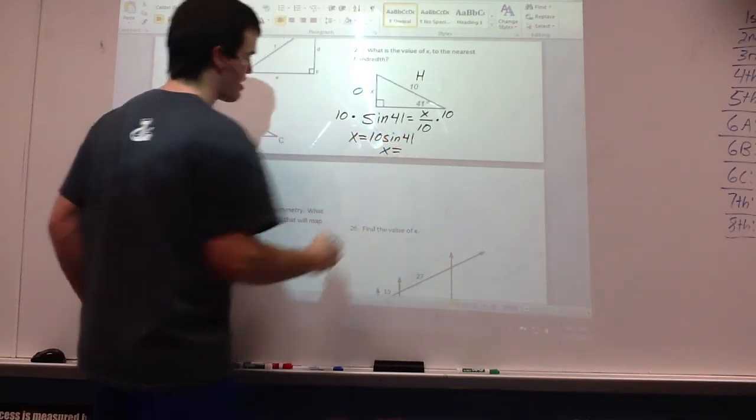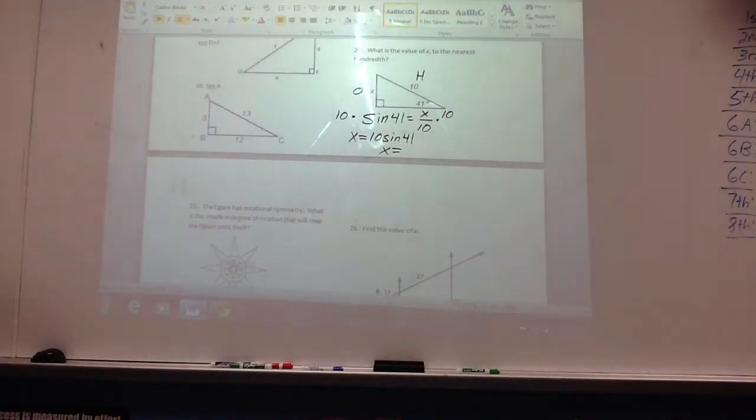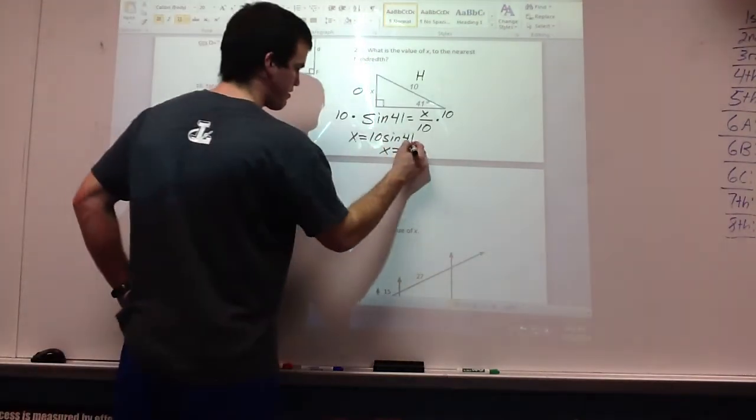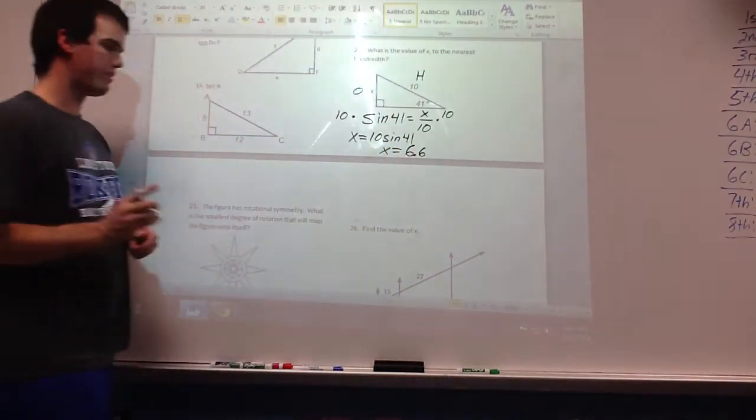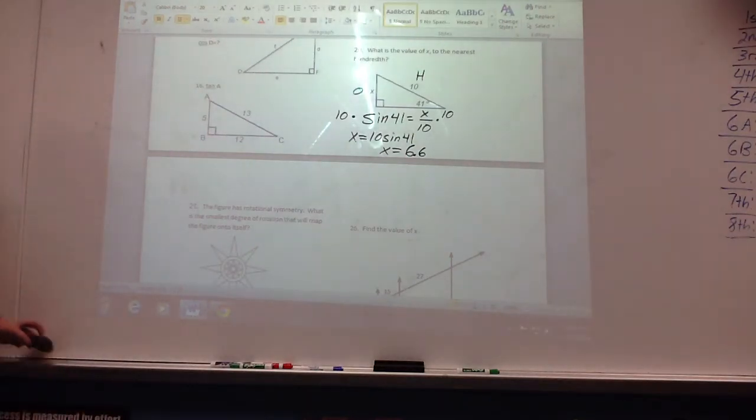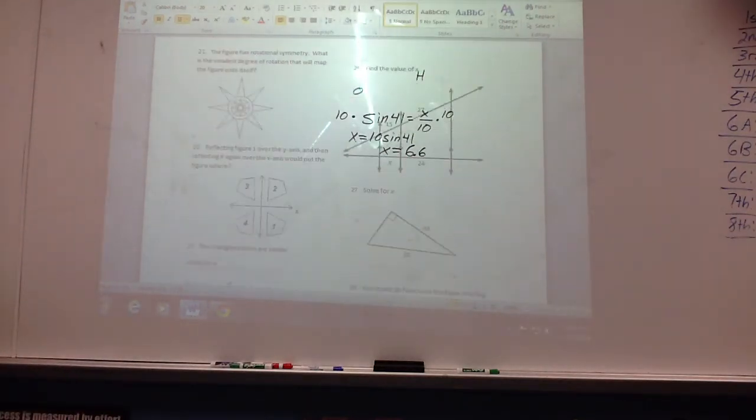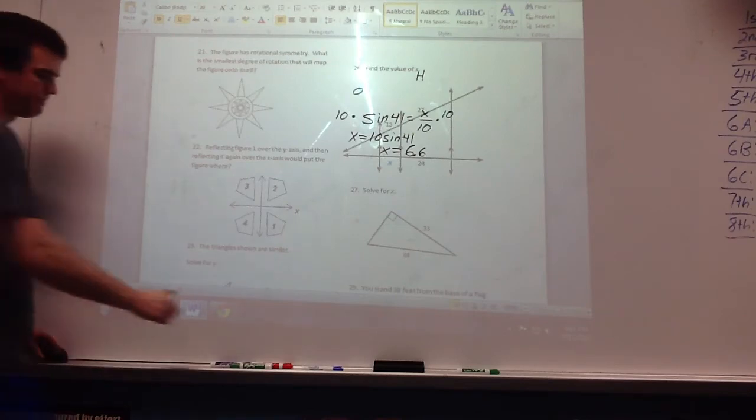So here x equals 6.6. So that was number 20. To the back side, number 21.